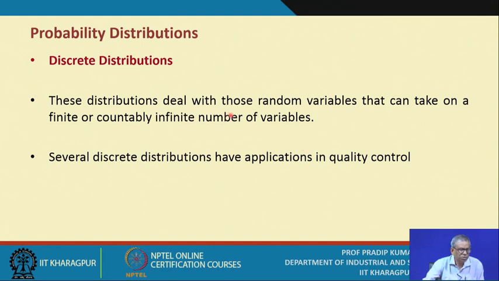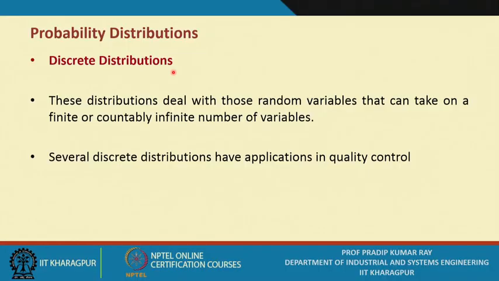So now I will briefly discuss some of the important probability distributions and their characteristics which are commonly used in quality control and design. These probability distributions are grouped under two categories. The first one is the discrete distribution, that means the corresponding random variable is of discrete type.